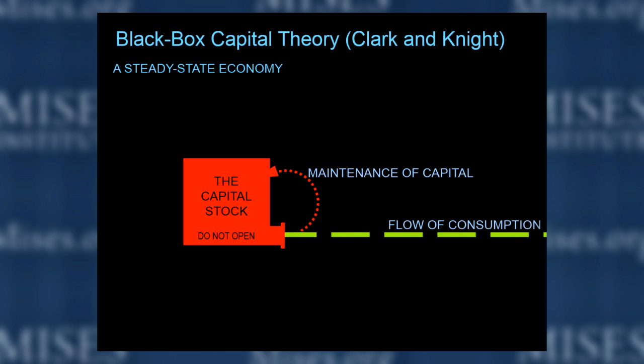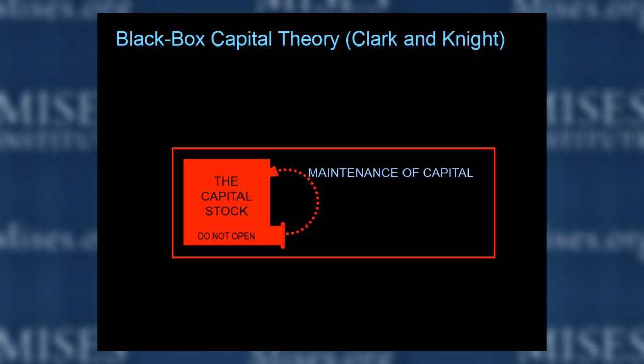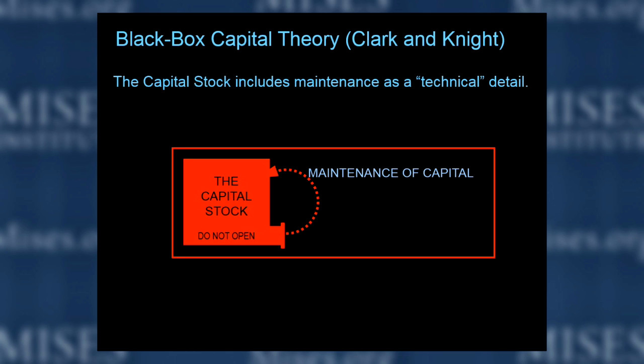Yeah, there it goes. So you have a flow of consumption. Anything that is actually flowing, anything that has a time dimension to it, is just consumption. Consumption goods, and it even makes it more severe than that. And the thing that circles back into the black box, or orange box, is the maintenance of capital. All right, so it spews out both the goods and then the maintenance that keeps it going. I put that maintenance back there because the capital stock includes the maintenance as a technical detail.